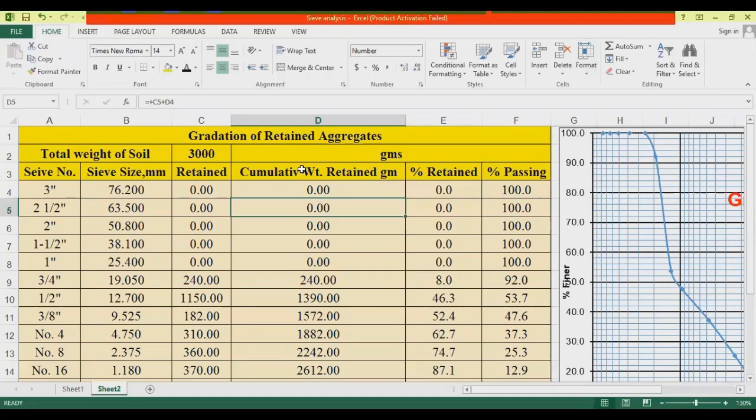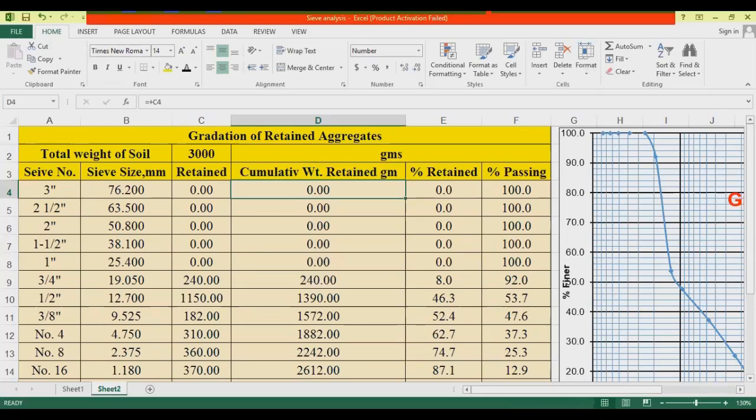Now guys, let us discuss the cumulative weight retained on each sieve. For the cumulative weight retained on each sieve, we are having the formula that the weight retained on the respective sieve plus the cumulative weight retained on the above sieve.